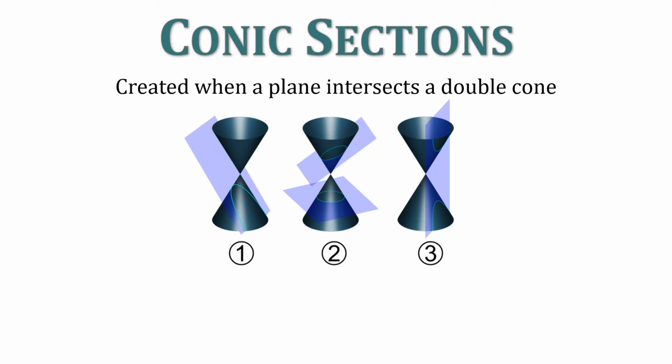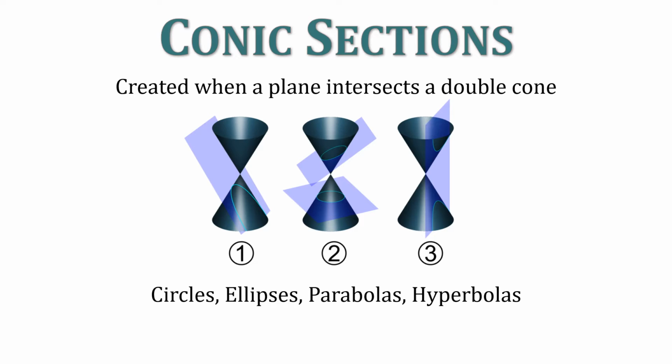Here we see three double cones, each being intersected by at least one plane at different angles. Each of these creates a different type of conic section. Those four types of conic sections are circles, ellipses, parabolas, and hyperbolas. In this lesson, we are discussing circles. I just circled the cone that is being intersected by a plane that creates a circle. Here, we can see that this plane is parallel with the base, which is what makes it a circle.